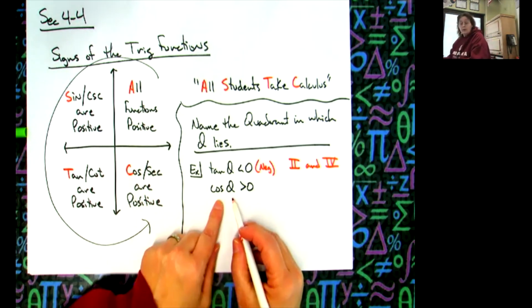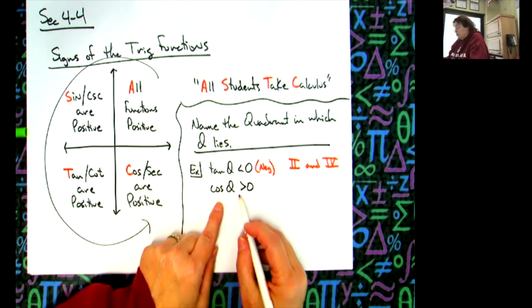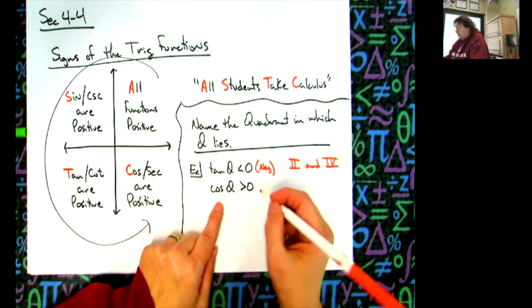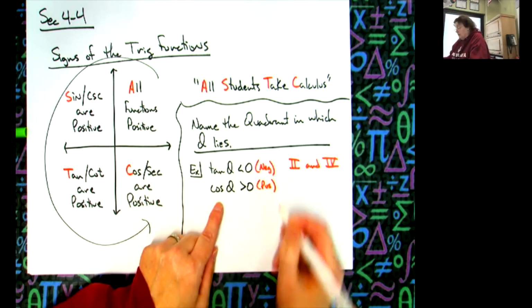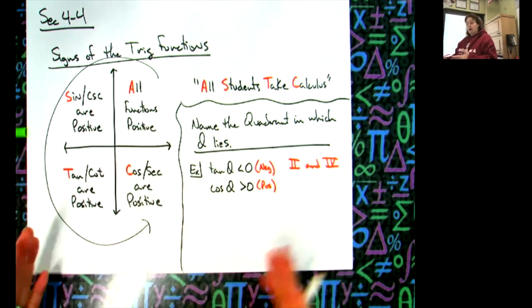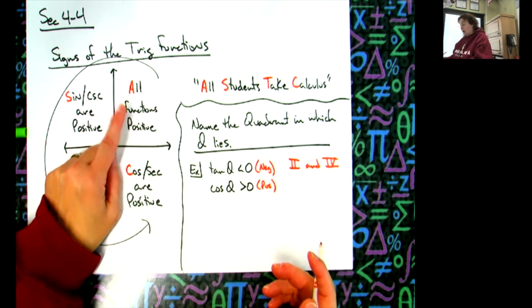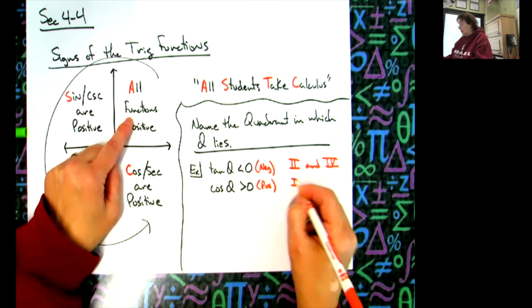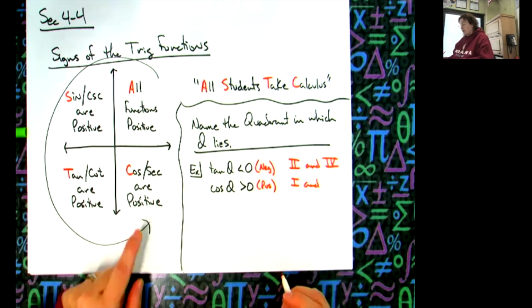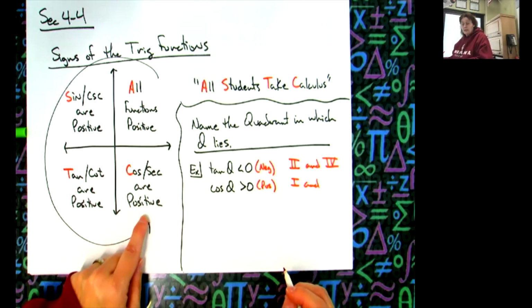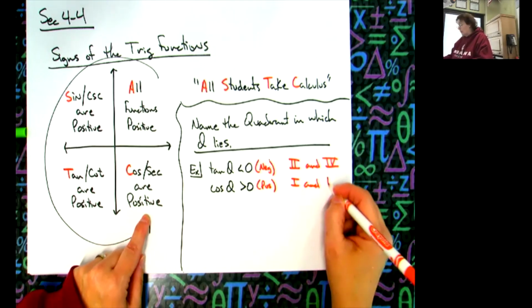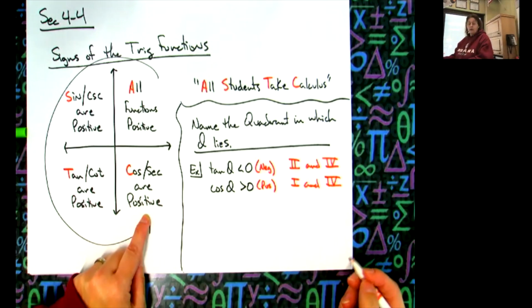Then I'm going to come over here and look at this: cosine of theta is greater than 0. Well, when something is greater than 0, it is positive. So then I'm going to figure out, well, what two quadrants are possibilities? All functions are positive in the first quadrant, so I've got quadrant 1 as a choice. Cosine is positive in the fourth, so my other possibility is the fourth.